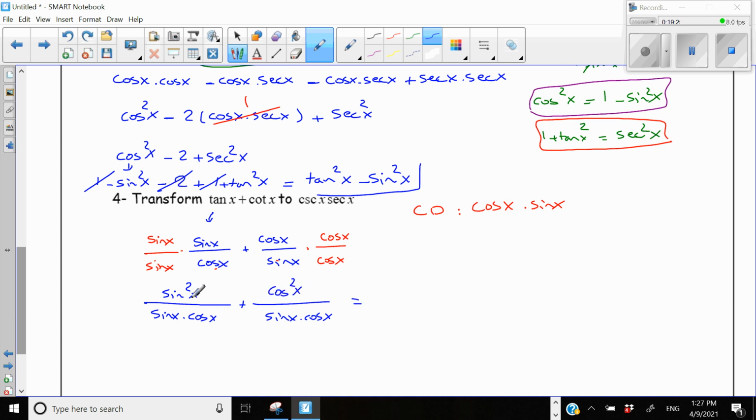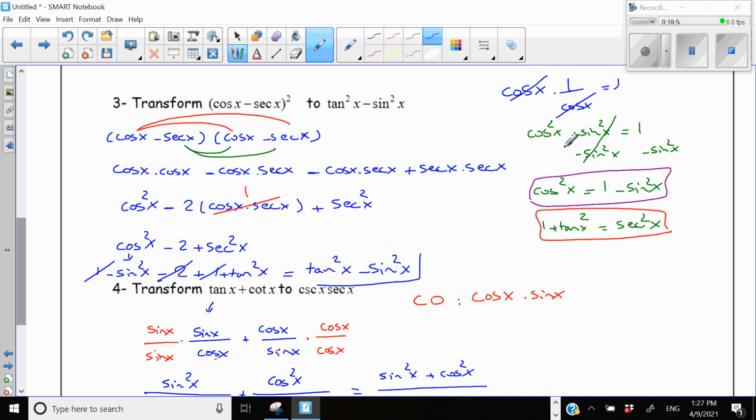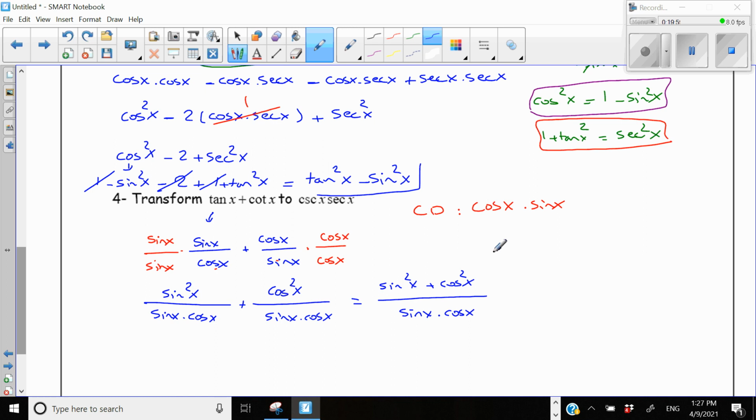Now, what do we have? We have two fractions with the same denominator, and we want to add them. We're going to keep the denominator, write one denominator here, sine of x times cosine of x. And the top is sine squared of x plus cosine squared of x. Is this familiar to you? Yes, we know that sine squared plus cosine squared is equal to 1. That's the Pythagorean identity. So the top is just equal to 1.